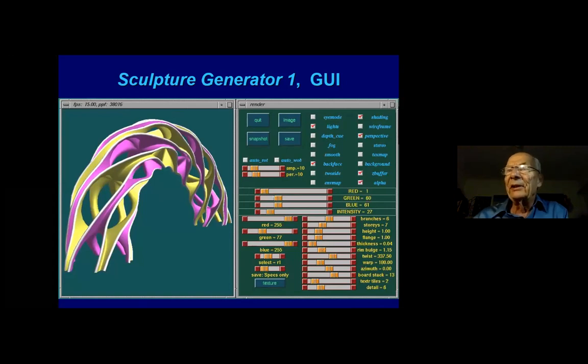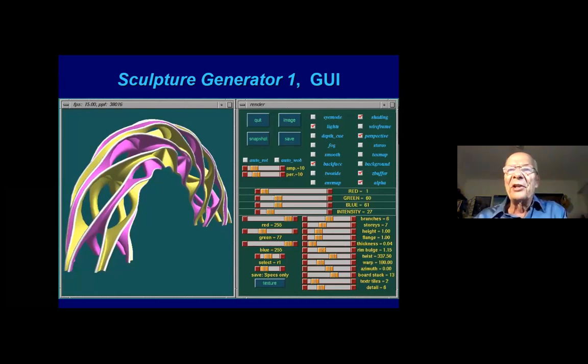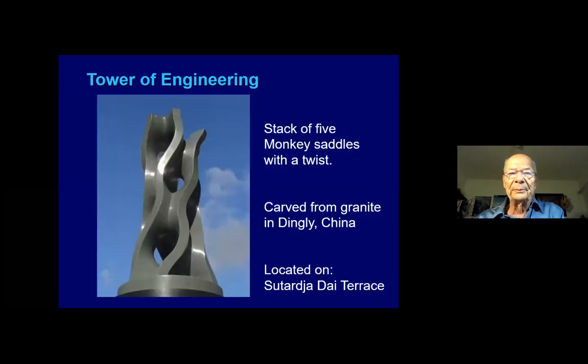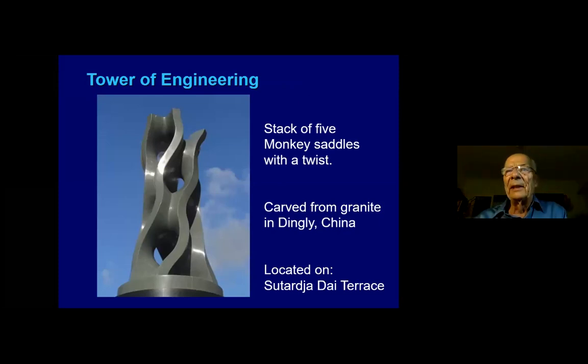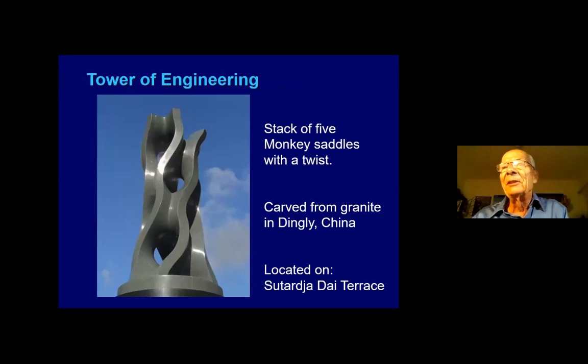With the sliders on the right, I can choose the number and degrees of the saddles and specify how much the whole chain is twisted and bent into an arch or into a closed loop. And here is another geometry coming out of this program. It is a straight stack of 5 monkey saddles with a slight twist. It was carved by the Dingley Stone Carving Art Corporation in China. You can see this sculpture on the UC campus on the 6th floor terrace of the Sutardja Dai building, also known as the Citrus building.